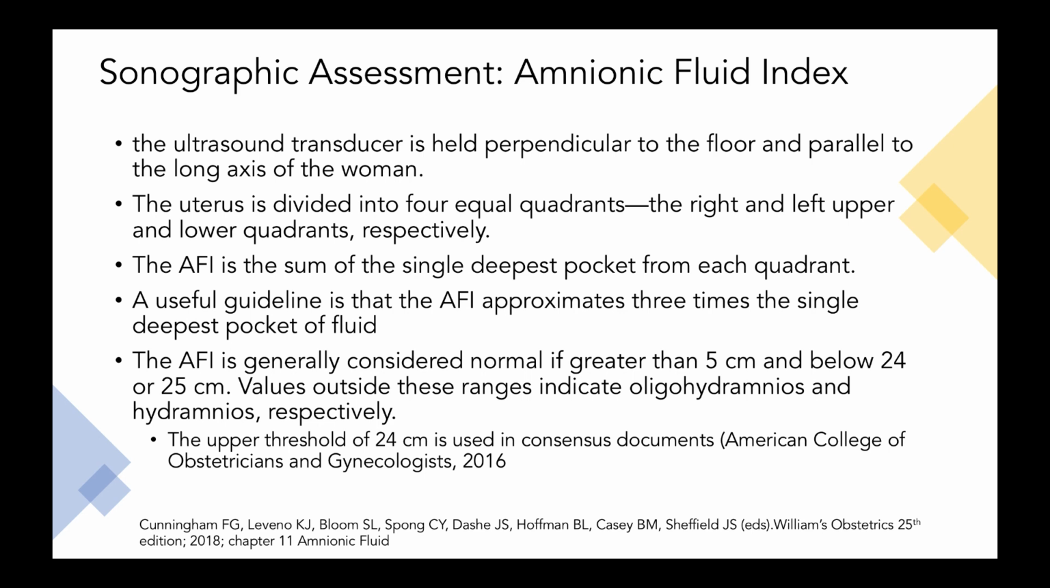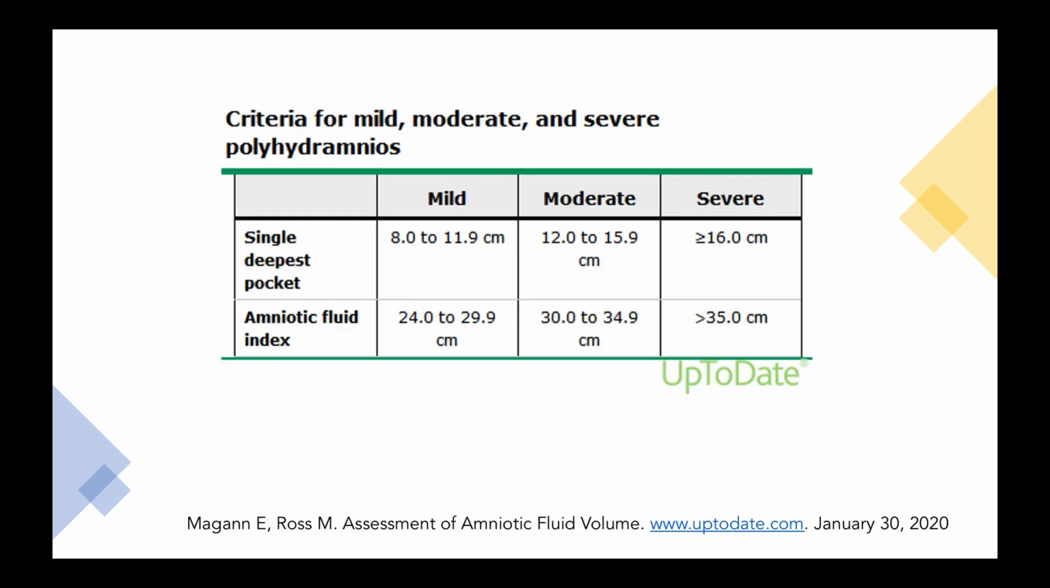The AFI is generally considered normal if greater than 5 centimeters and below 24 or sometimes 25 centimeters. Values outside these ranges indicate oligohydramnios and hydramnios respectively. The upper threshold of 24 centimeters is used in most consensus guidelines such as the ACOG.